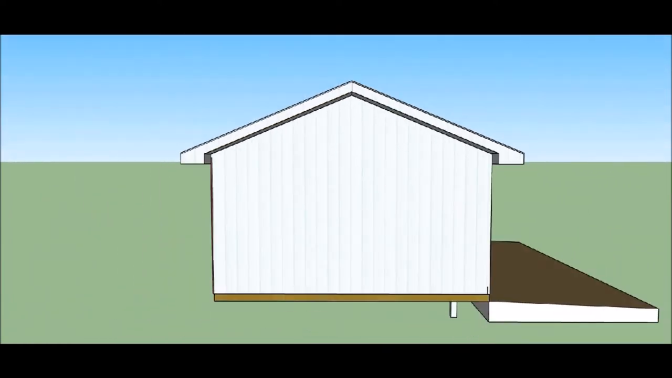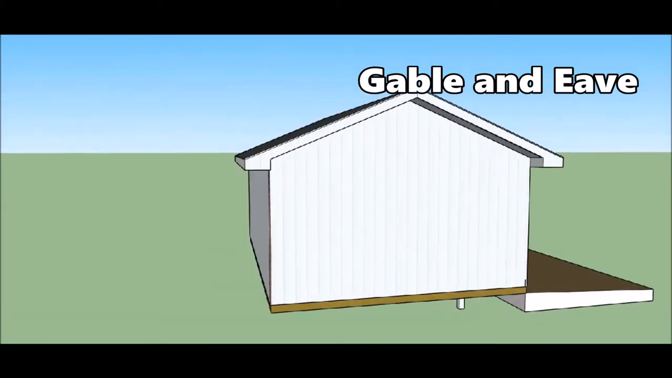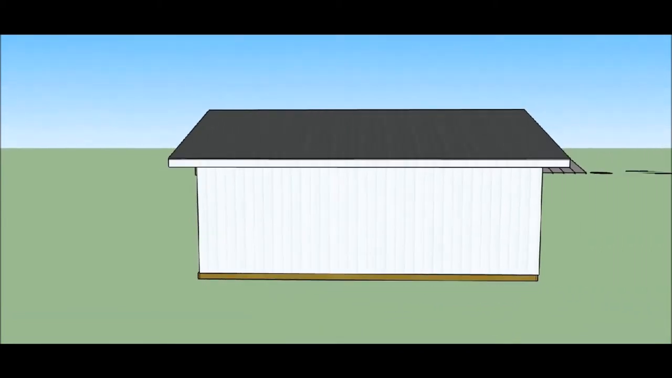These two are mixed up often. The gable ends of the building are the sides where you can see the peak of the roof line going upwards. The eave sides are the sides where you would place gutters for water runoff.